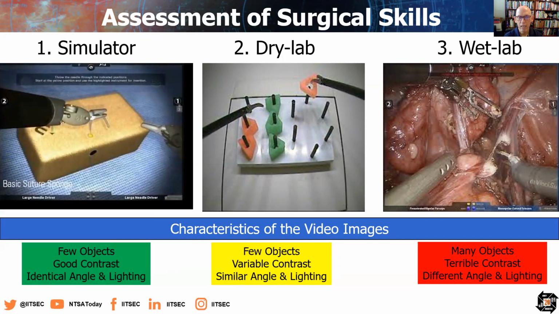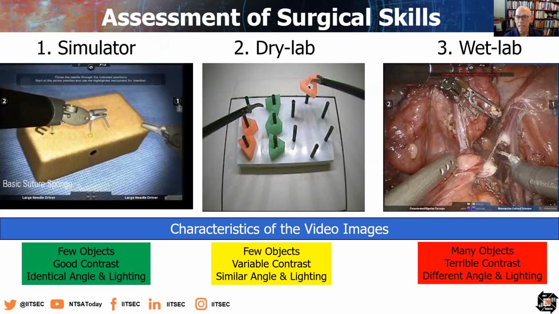If you look at a dry lab exercise, it's similar. There are also few objects. The contrast can vary depending on the background and the device that's chosen. And the angles and the lighting can also vary, but they're usually very similar.